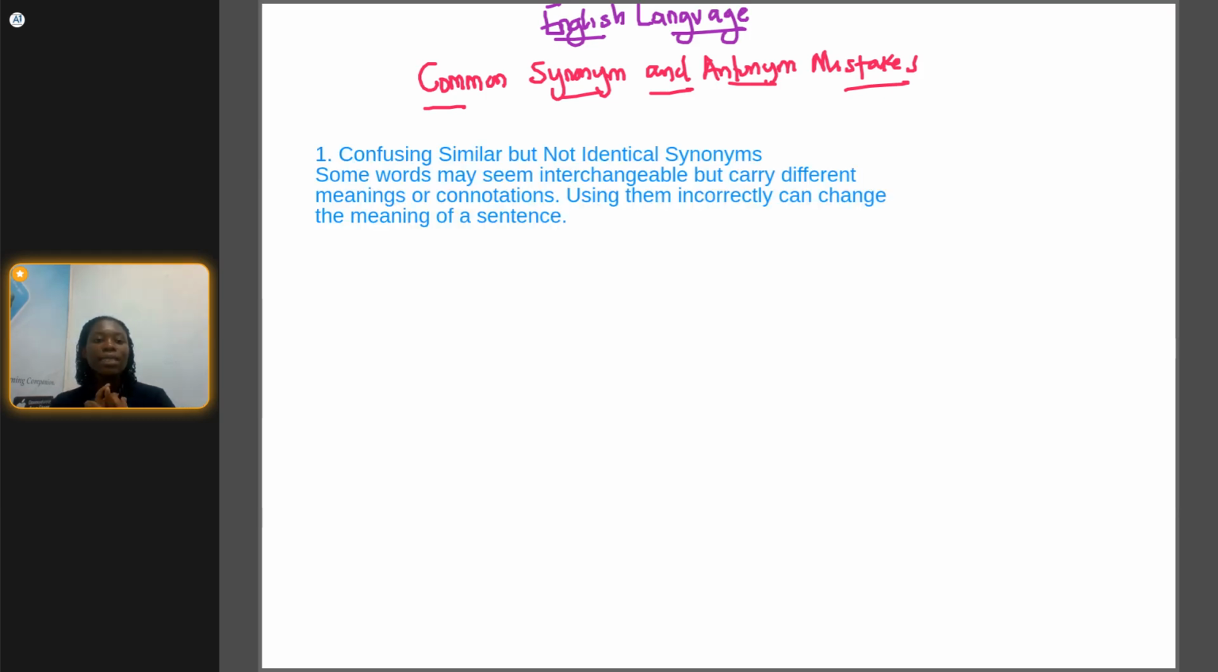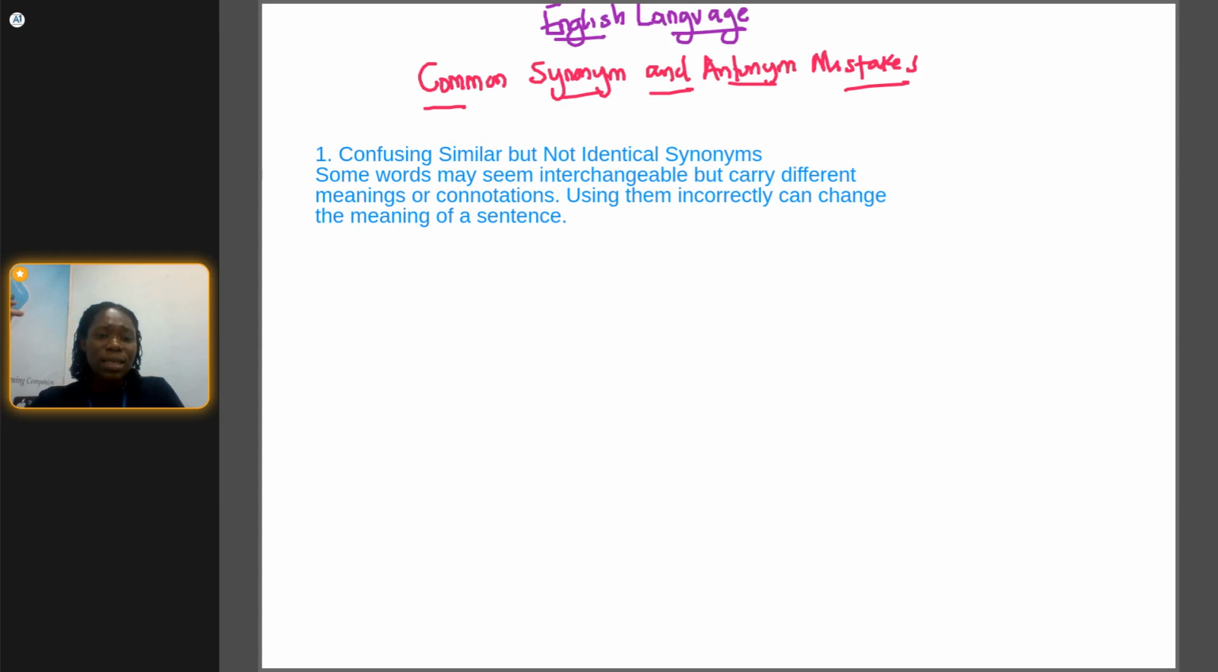So, confusing, similar, but not identical synonyms. Like I said, some words may seem interchangeable, but they carry different meanings or connotations. So using them incorrectly can change the meaning of a sentence. When you open a dictionary and look at a word, the word may have two different meanings, sometimes three, sometimes even up to ten meanings.